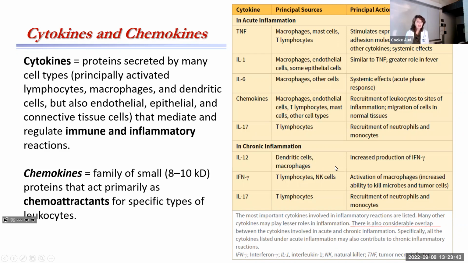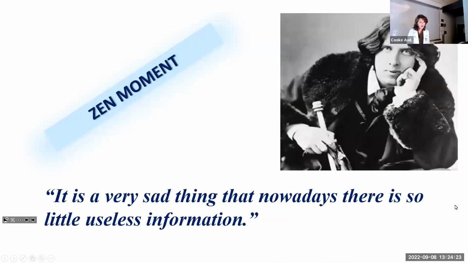In this table, you see a few examples of the main cytokines, classified into acute inflammation and chronic inflammation, classified by the type of reaction where you see them mainly. But I want to draw your attention here. It says there's also considerable overlap between the cytokines involved in acute and in chronic inflammation. And if you see here, interleukin 17, just to give an example, it's involved in acute inflammation as well as in chronic inflammation. And here you are given the principal sources and the actions in inflammation. Again, do not try to memorize all of it.